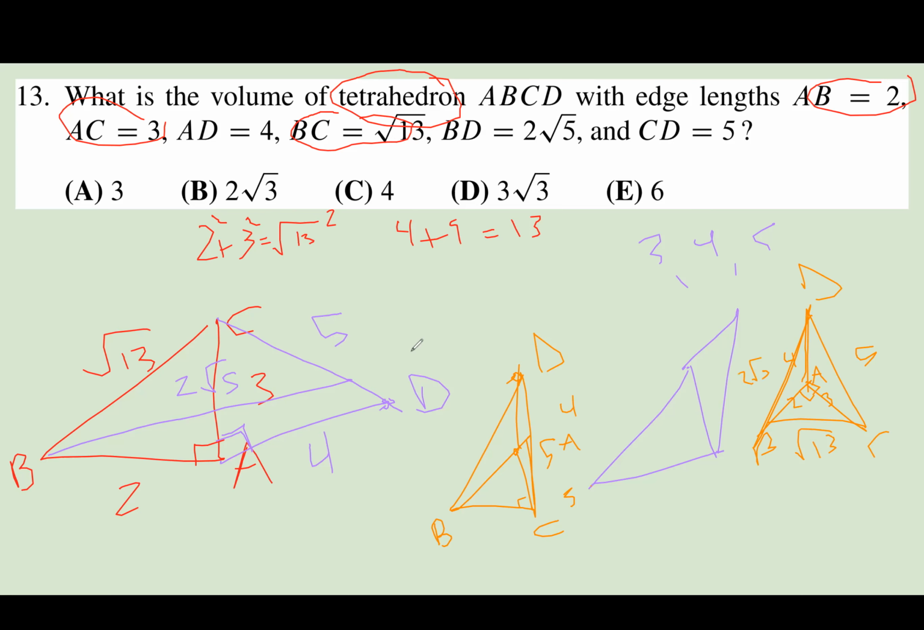Okay. What's nice about that is that it means AD is actually the height of the tetrahedron, because AD is perpendicular to AC, which is on the base. So that means AD is the height. The volume of a pyramid specifically is 1/3 the area of the base times the height of the pyramid.